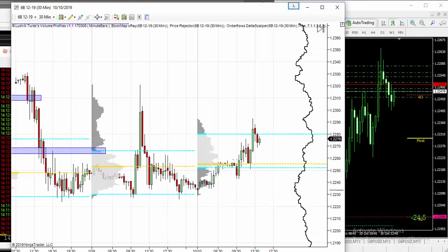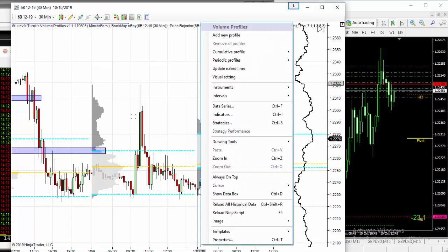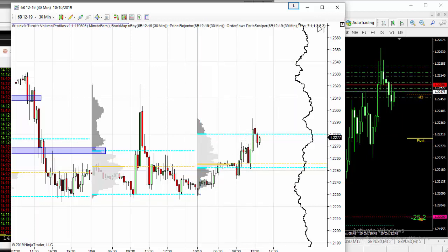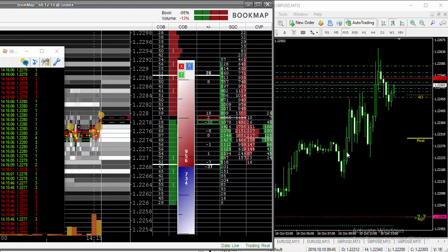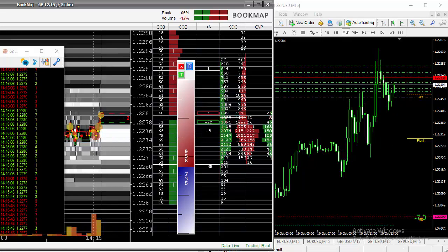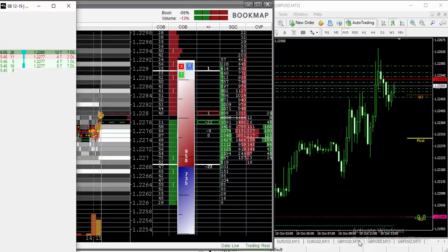Now let's just look at the profile if we have any new levels. So we don't have any new levels created. We still have the old one, it still holds. So we're going to just leave it like that. So let's see how it goes.